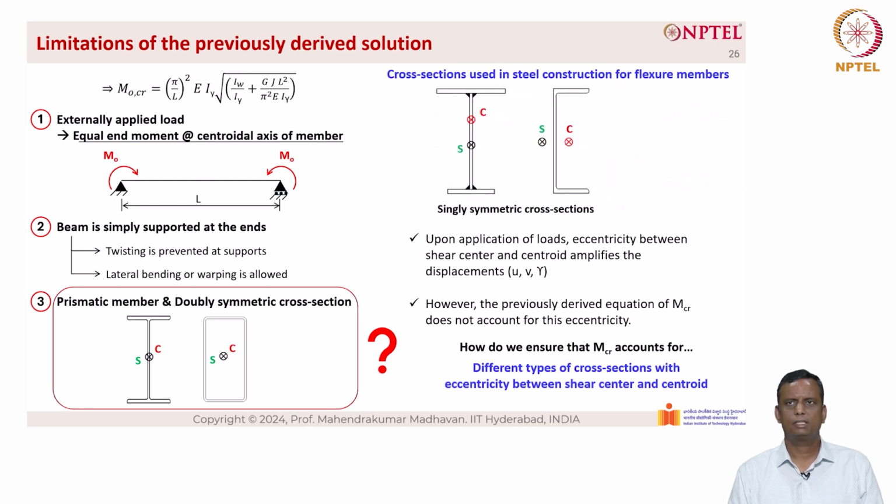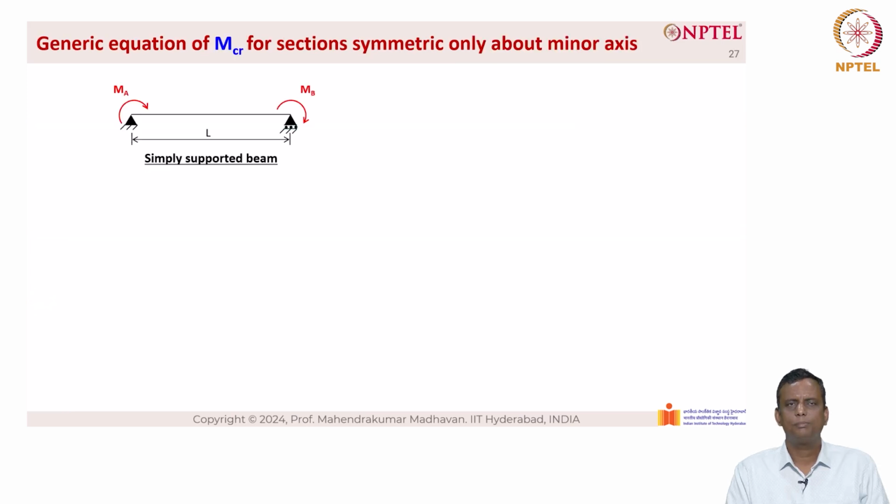Of the two cross sections, the channel cross section needs to be referred to specialized literature to obtain M critical. However, let us see how we can derive M critical for monosymmetric I sections shown here. Let's look at the simply supported beam with MA acting on one side and M sub B acting on the other side, which is equal to psi into MA, where psi equal to MB by MA, and MB is the minimum end moment and MA is the maximum end moment.